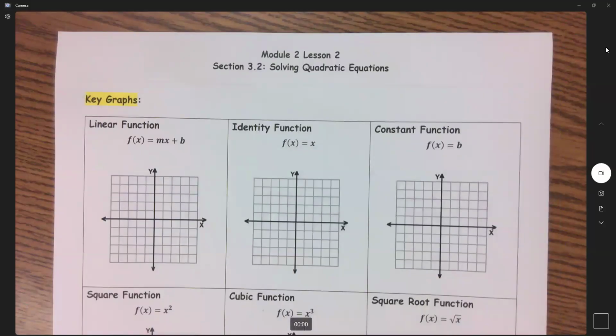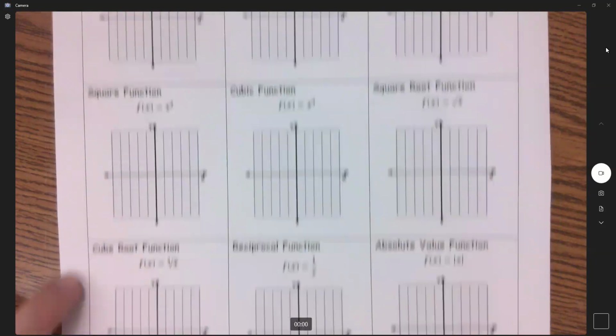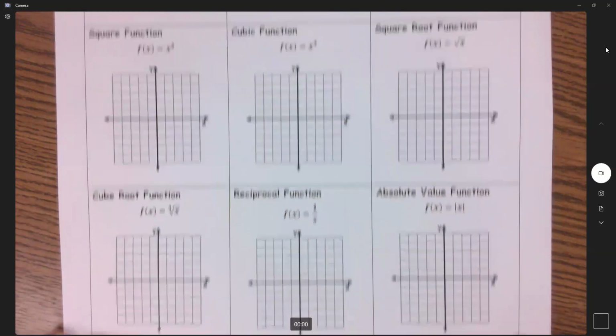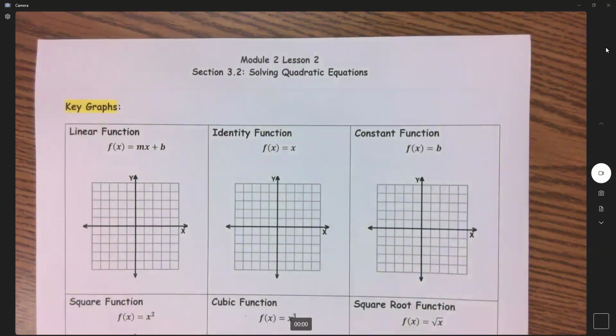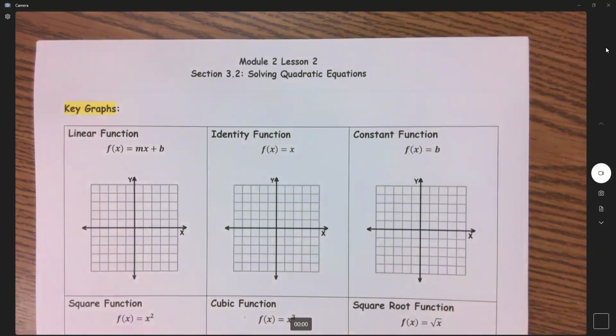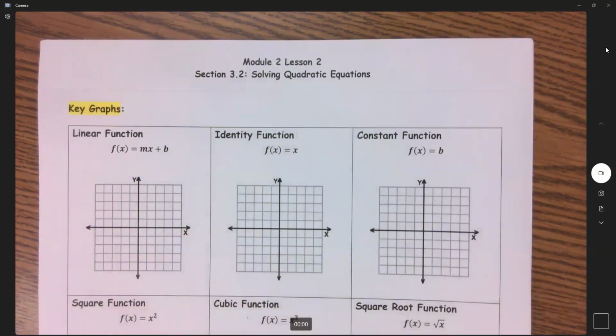The first thing that we're going to go over in this lesson is key graphs, and we're going to go over 9 key graphs. And these are going to be the only functions that we cover in this class. I can think of at least 2 more off the top of my head that we're going to go over, but this is where we're going to kind of start. And really, these first 3 are all under the umbrella of a linear function.